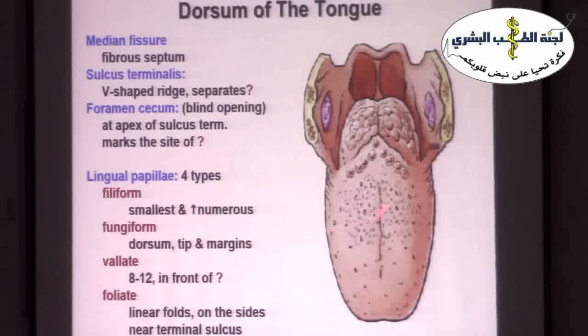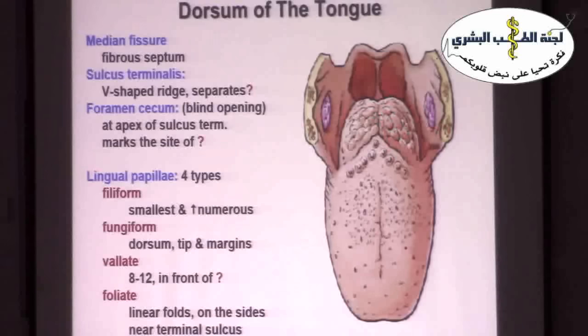Now, if you move behind sulcus terminalis, so remember, all of this is the anterior two-thirds of the tongue, guys. If I move behind sulcus terminalis into the pharyngeal tongue, the story is totally different now. There is no lingual papillae, but still I have irregularities in the surface. If you cut the mucous membrane here and look inside, you will see aggregations of lymphatic nodules.